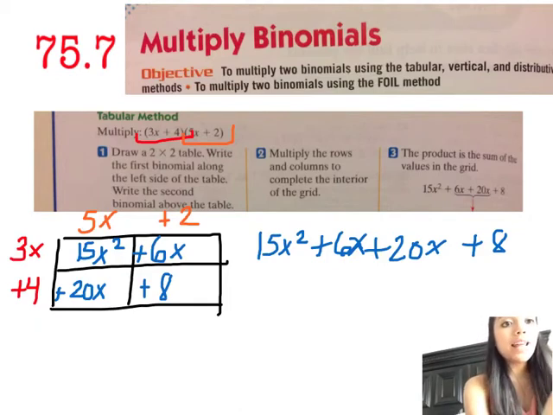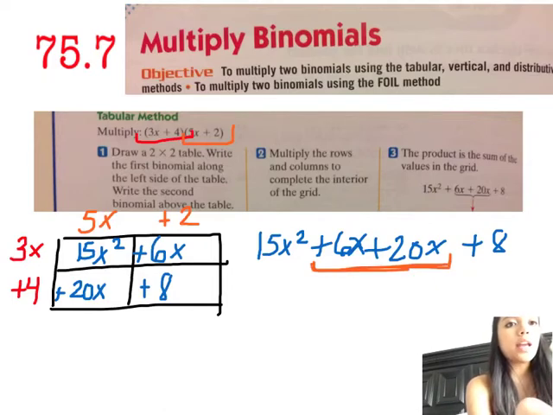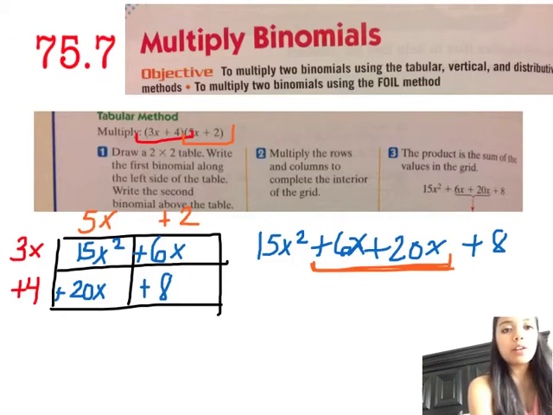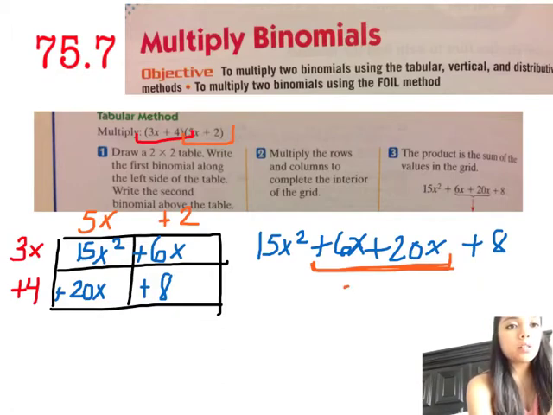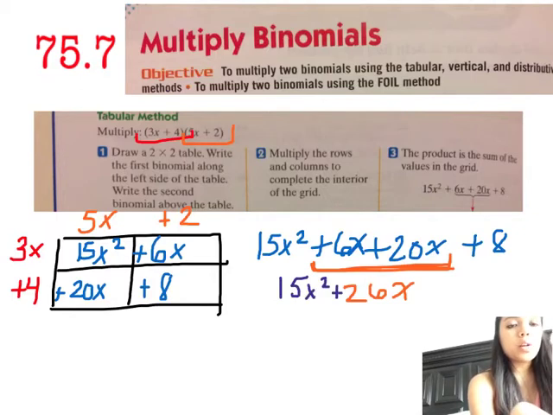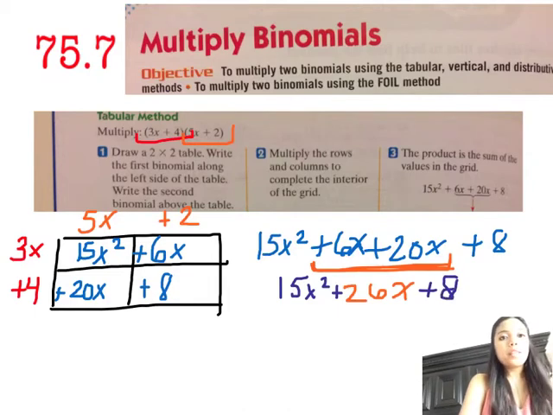If you said combine like terms, then you're right. The only like terms I have are 6x and 20x because they have the same variable and the same exponent. The exponent's raised to a 1, but you can't tell. So 6x plus 20x is 26x. And then I drop everything else down, and I have 15x squared plus 26x plus 8. Okay, so that's the first way to do it, and on this next slide I'm going to show you how to do the second way.